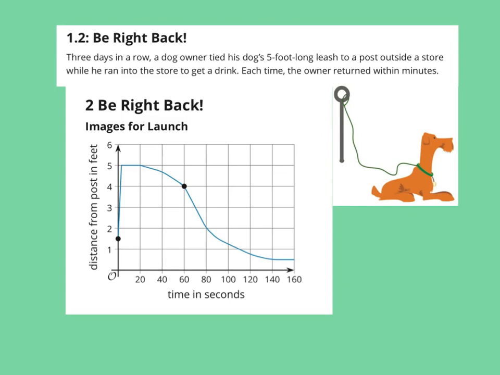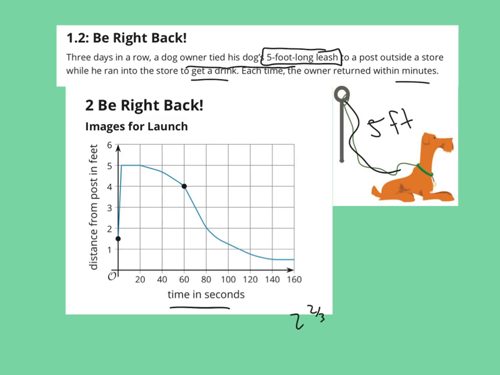Our next conversation has to do with a dog on a leash. 3 days in a row, a dog's owner tied his dog's 5-foot leash, right? So the leash is 5 feet long. And he ties the leash to a post outside a store while he runs into the store to get a drink. Each time the owner returns within minutes. So it looks like our time is 160 seconds. So if you divide 160 by 60, it's like 2 2/3 minutes, right? So the 2-minute mark would be there.